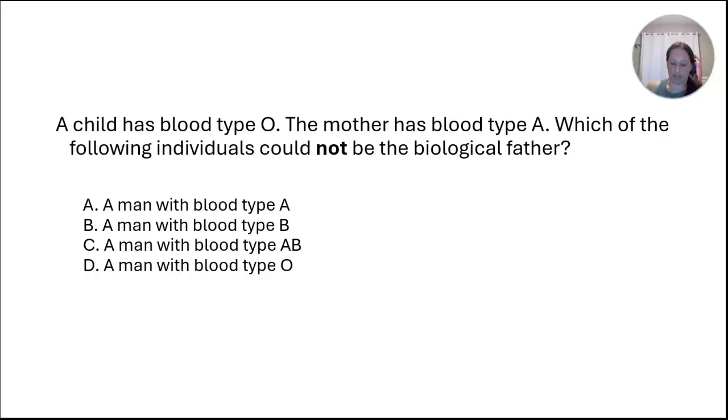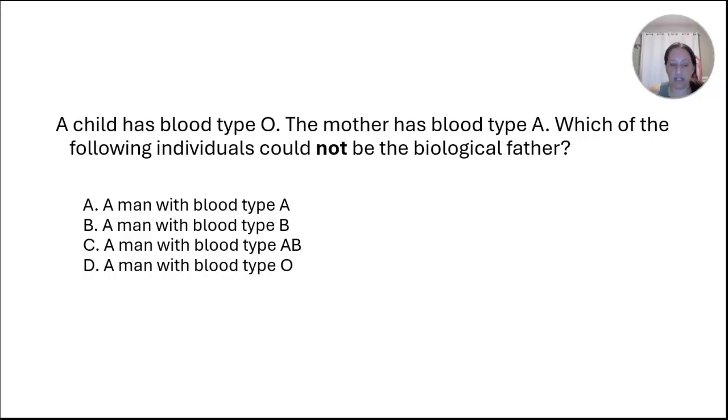Okay, here's a blood type question. It says a child with blood type O. Okay, so kid, O, and I'm going to write the genotype. You know I like to write out everything. The mother is blood type A. So mom, she's A, and she can either be IA IA or IA little i. Okay. Which of the following could not be the biological father?